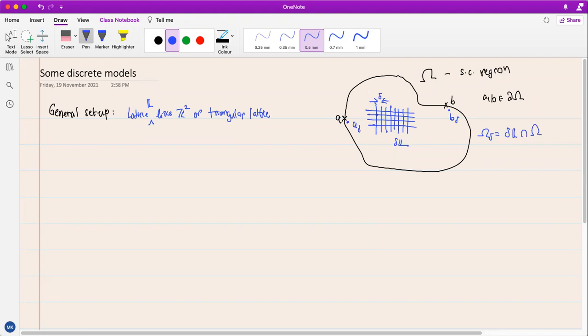Okay, delta should be sufficiently small. Sometimes a little bit of care is required. Some models may require you to be a little careful. Otherwise, there may be some problems. But generally speaking, it's okay. So you think of A delta as a point close to A, B delta is close to B, and omega delta is the scaled lattice restricted to omega. And now what we have is a discrete model.